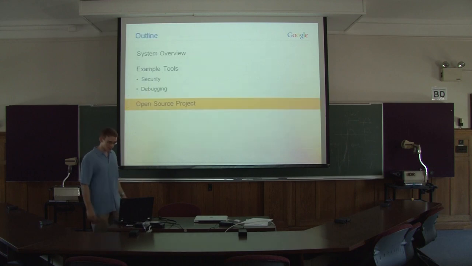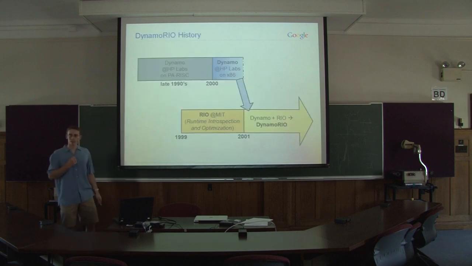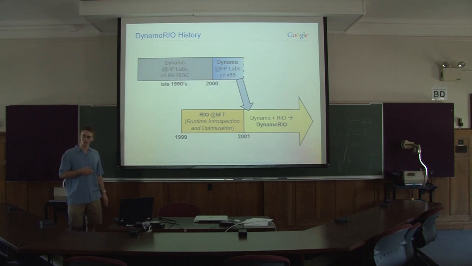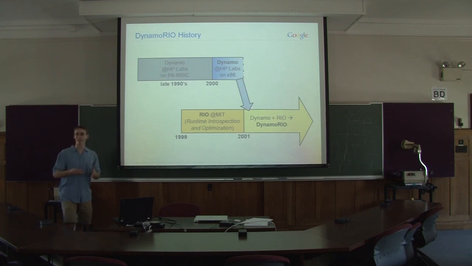All right, so that's my second big tool example. So now I'm going to give a little bit of history of the project. There was this tool called Dynamo, where they were trying to optimize an already compiled binary that had been optimized by a compiler. It was on PA-RISC. And they actually succeeded in speeding up some programs, which the conventional wisdom of the time was you could never do, if the compiler already optimized it. Having something at runtime has the overhead of analyzing it, but they were able to do it.